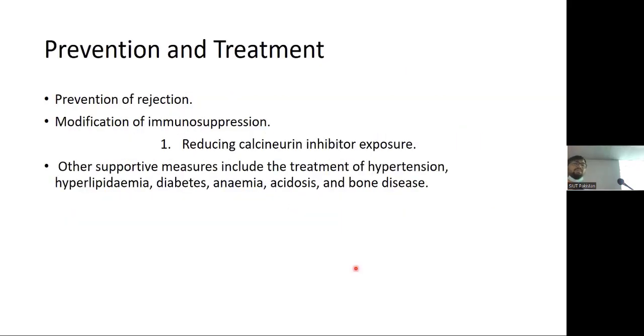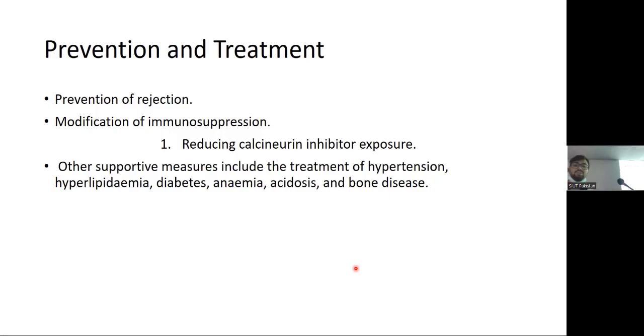And in case of CAN, the prevention and treatment includes prevention of rejection. Like I previously mentioned, we should prevent the attack of acute rejections, because multiple attacks of acute rejection can ultimately lead to chronic graft dysfunction in the long term. And the modification of immunosuppression, like reducing calcineurin inhibitor exposure. A patient who is receiving cyclosporine for a long term can have features of chronic allograft nephropathy. So the modification of immunosuppressants can be done.